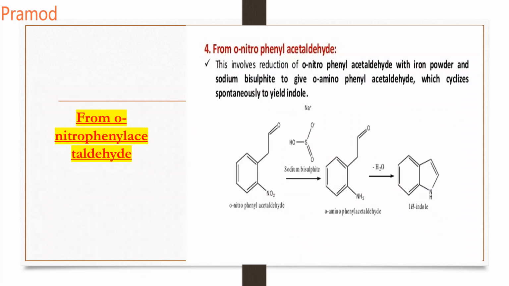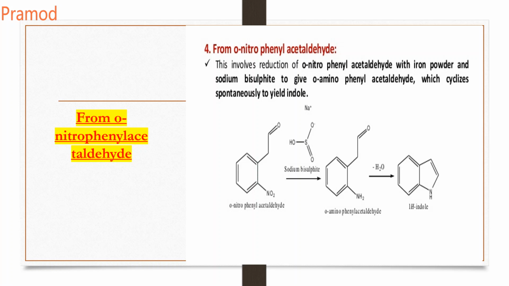Now the fifth, you take orthonitrophenyl acetaldehyde. Okay, CH2, that is CH2CHO. That you treat with sodium bisulfite to give you an orthoaminophenyl acetaldehyde, and that when you heat it in presence of a base, similarly to that, it will form indole.